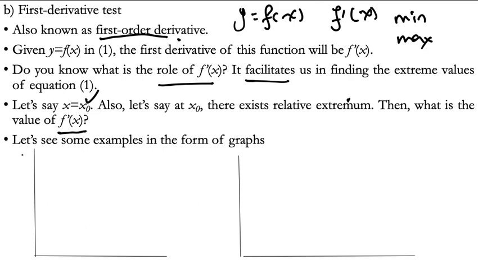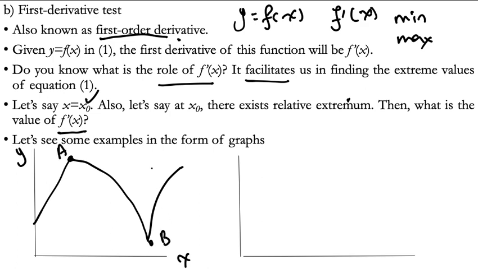So let's say we have the first graph here, y and x here, and then let's say we have something like this, and then we have something like this, and then something like this. So obviously we have here maximum point, call it point A, the minimum point, call it point B, isn't it? So these 2 points, A and B, are extreme values, but can we say that f prime x does not exist at these 2 points?